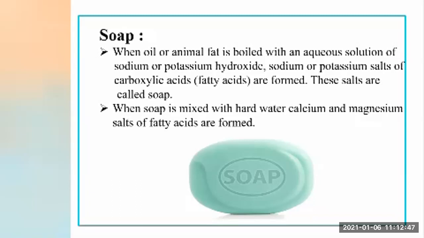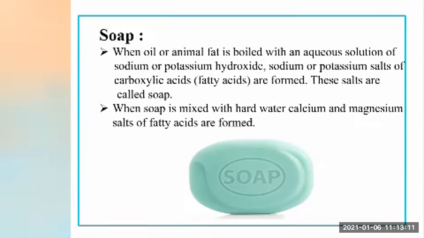After the boiling process, what do we obtain? Sodium or potassium salt of carboxylic acid, and these carboxylic acids are fatty acids. Now these salts which we obtain are termed as what? They are termed as soap. When soap is mixed with hard water, calcium and magnesium salts of fatty acids are formed.